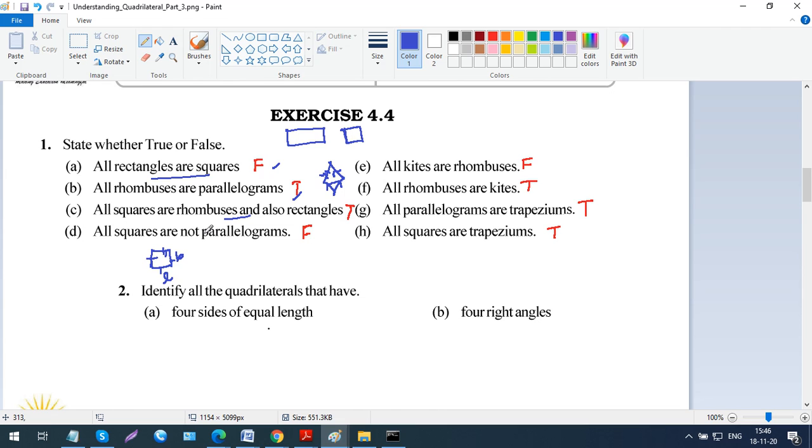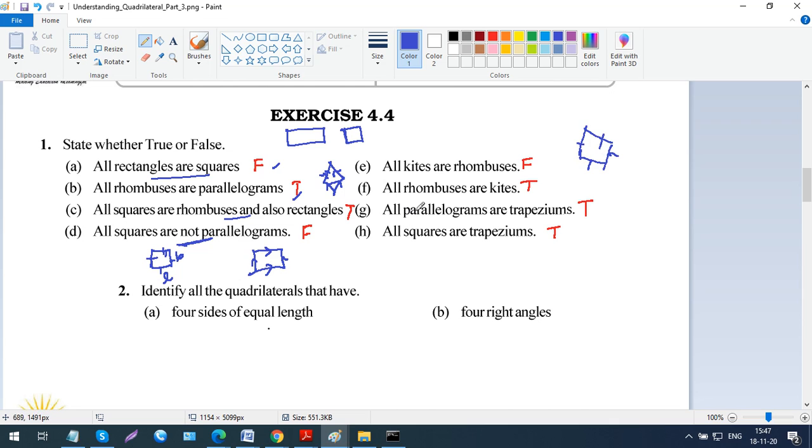All squares are not parallelograms. That's definitely false, because a square is definitely a parallelogram. See, it's parallel to each other, right? So this is true. Sorry, this is false. They're saying it's not a parallelogram. It is a parallelogram. And then, all kites are rhombuses. False. Kites are not rhombuses. Rhombus means all four sides should be equal. But a kite doesn't have all four sides equal, right? Only the adjacent sides are equal.